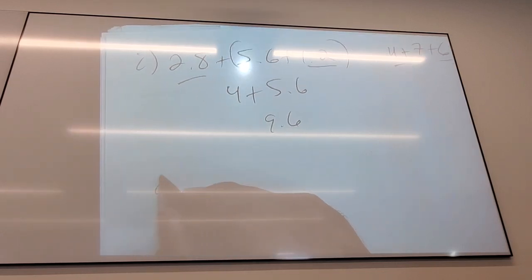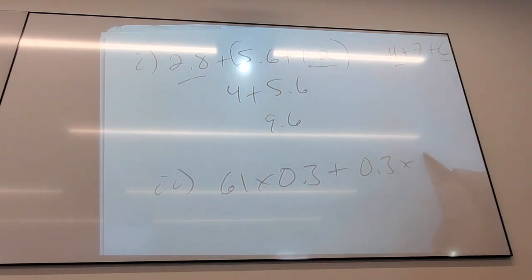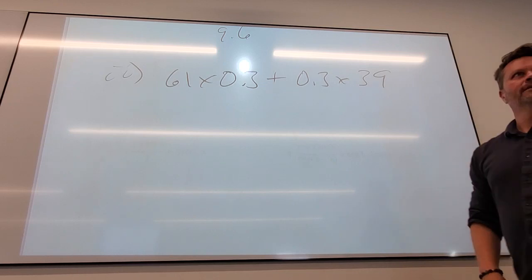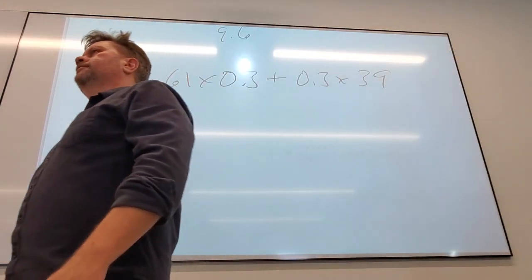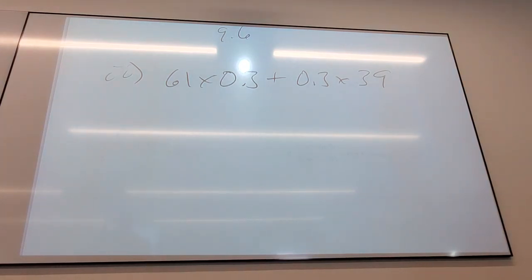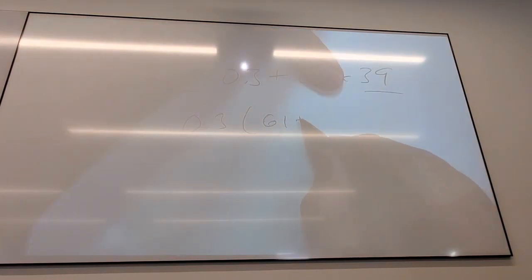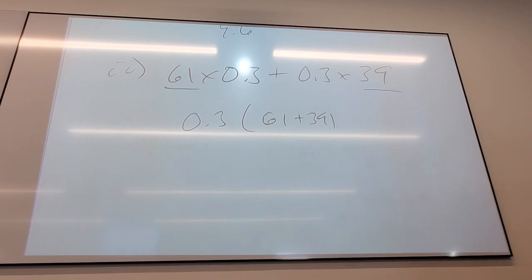What about this? Let's see if you guys remember this kind of thing. You know, PEMDAS is always there. PEMDAS surrounds us. What property could I use considering both multiplication pieces have a 0.3 in them? Distribution. Good. In reverse, right? And what's really cool about these two things? If I take a 0.3 out, I'm left with 61 plus 39. What is 61 plus 39?